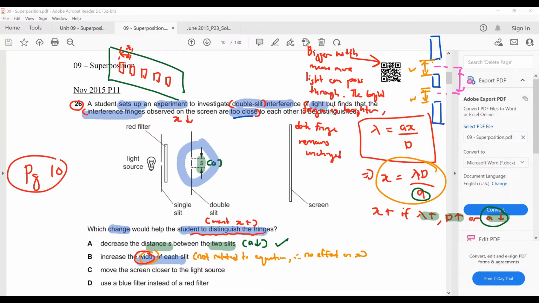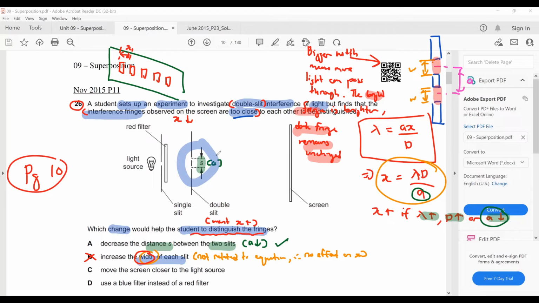Okay, so while increasing the width of the slits does not change the spacing of the fringes, it will have an effect on the brightness of the fringes. It will actually cause your bright fringe to become brighter, because when you have a bigger width, you allow more light to come in, so it's brighter. The dark fringe itself, on the other hand, does not change because you have complete cancellation. All right, so B is out, nothing to do with fringe separation.